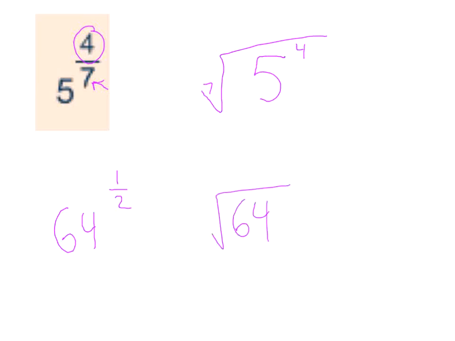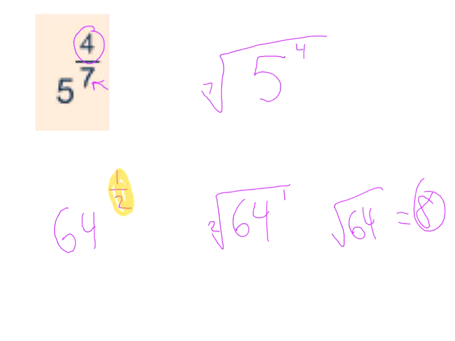So 64 is my base. My exponent's a 1. My root is a 2. So really what this is saying is, what's the square root of 64? And what would my answer be? 8. 8. Great job. So here's a trick. Anything raised to the half power, really what are you doing to it? You're taking the square root of it.